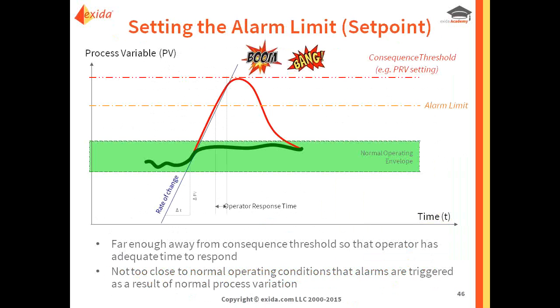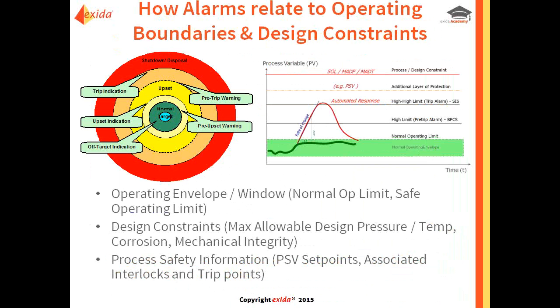And then if we take into account the rate of change and the amount of time the operator has to respond, that would help align where that limit should actually go. So we don't want it to be too close to the consequence, and we don't want it to be too close to the normal operating envelope either, or else we'll end up with nuisance alarms. Now, one of the things that's recommended when it comes to establishing alarm limits is to first document all of your operating envelope knowledge and your design constraints.